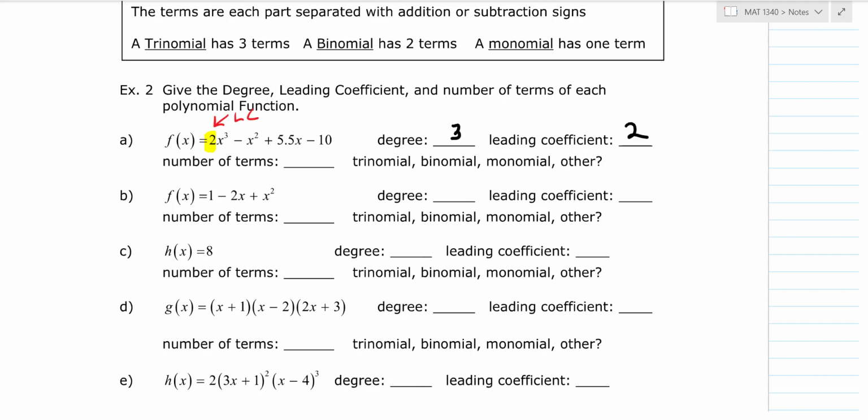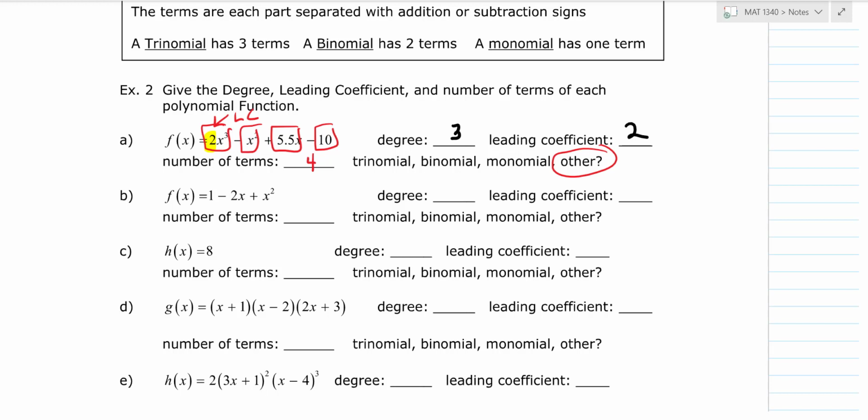Okay, how many terms does this have? So that would be 1, 2, 3, 4 terms. Those are just the things separated with plus and minus signs, okay? So it has too many things to be a trinomial, binomial, or monomial. That's just other. Sometimes you'll hear it called a quadrinomial. Typically, once you get past 3, we don't give it a special name anymore. Okay, that's just kind of the idea there.